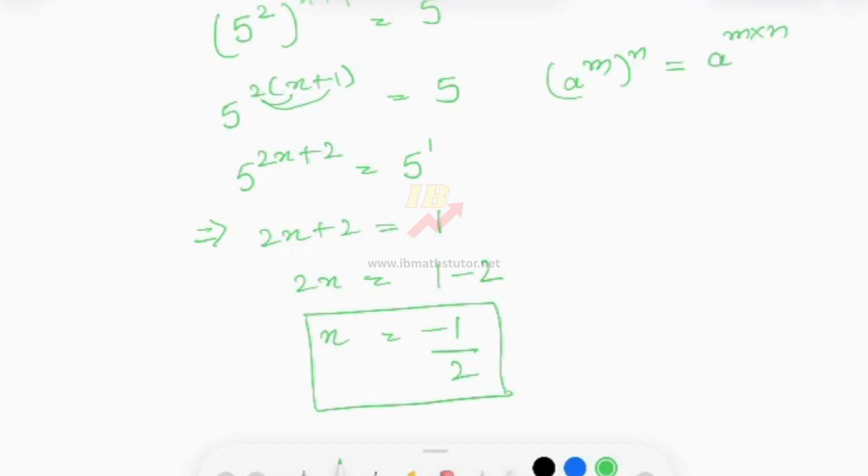This is the normal algebraic rule, right? Normally, how you solve it, that's the way we are talking about here. All right, now let's take one more example.